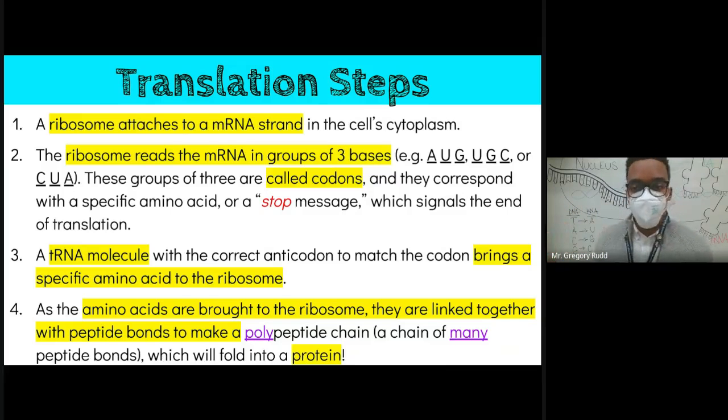So it could be UUU, it could be AAA, it could be UAU, any group of three. The ribosome is going to read those groups of three and then use those messages in the third step to bring a specific amino acid to the ribosome. And then lastly, those amino acids get linked together. They get bonded together. And in the process, they create what is called a polypeptide chain, and that chain will eventually become a protein. So let's take a look at how this works.